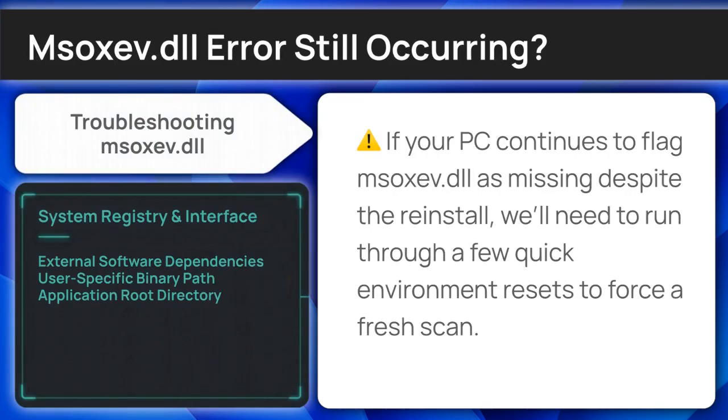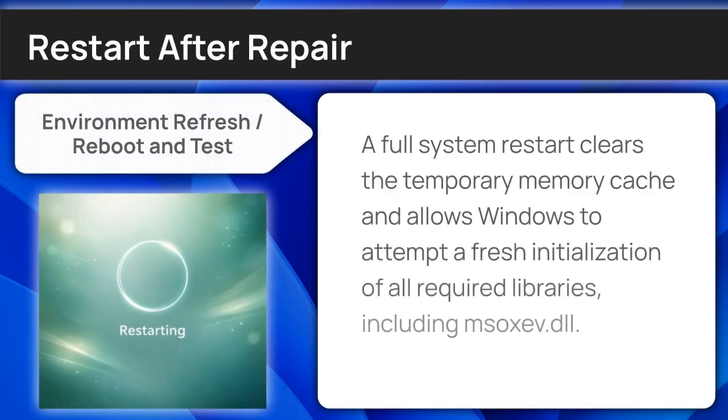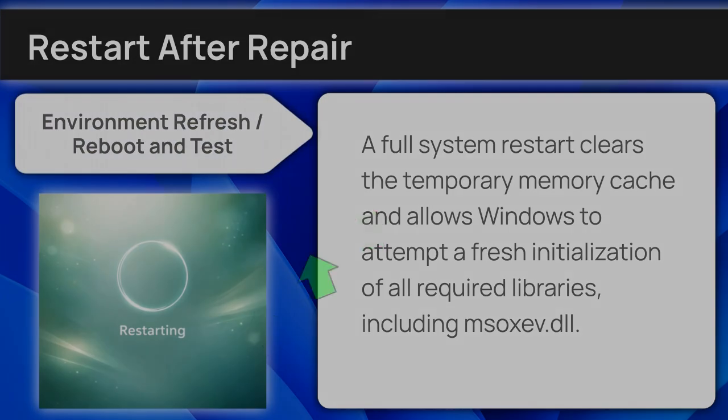startup environment. A quick reboot can determine if the error is transient. While it won't fix a deleted file, it can re-establish the connection between your software and the Msoxev library file if the path was temporarily busy.